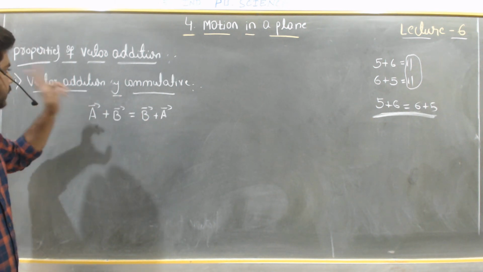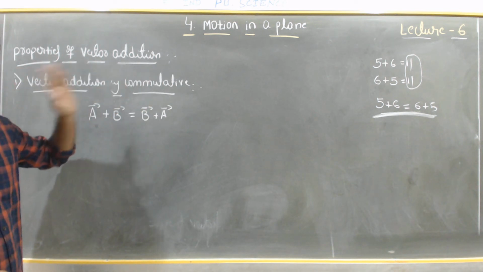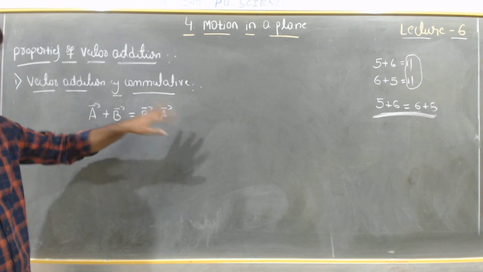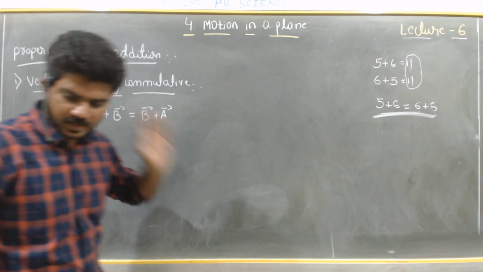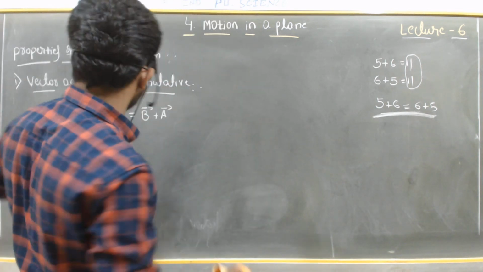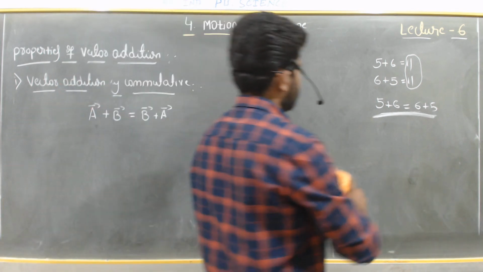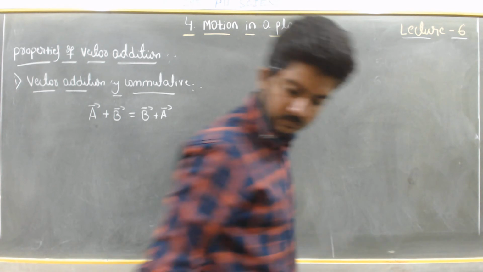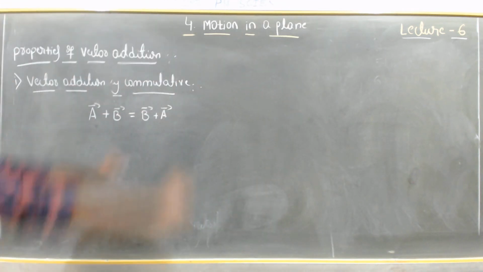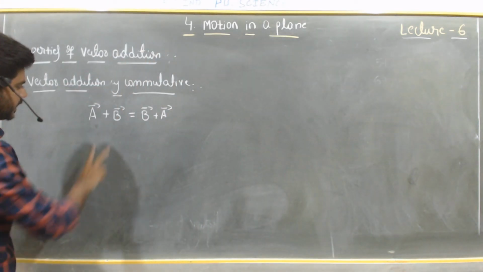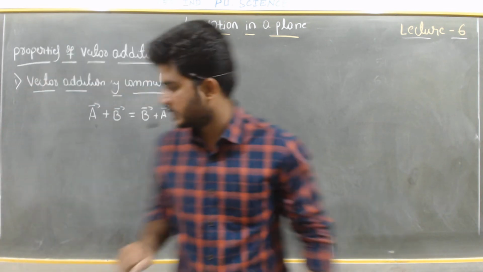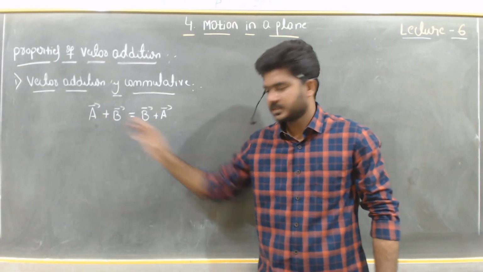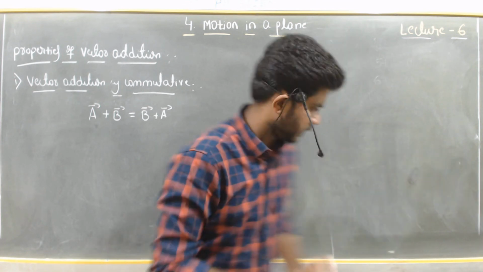What is the first property? Commutative property. It says that vector A plus vector B is equal to vector B plus vector A. So this we are going to prove here. How is it possible that vector A plus B is equal to vector B plus vector A? See here, how many vectors are we having? 2 vectors. It means we have to take 2 vectors, right?